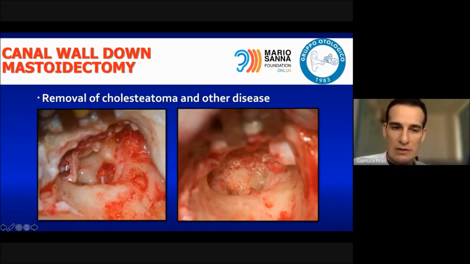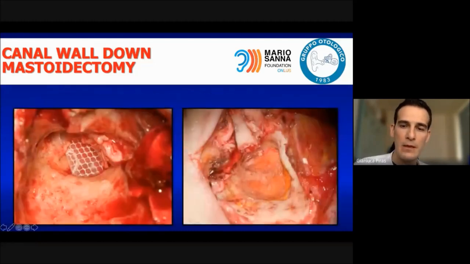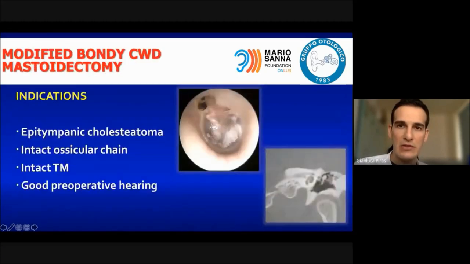So canal wall down is not an old surgical concept, and you have to deal with this technique because otherwise the patient should risk 1, 2, 3, 4, 5 surgeries before having someone that will do a canal wall down tympanoplasty and will solve the cholesteatoma problem. So then you can reconstruct, you can put a silastic, you can put a fascia, and then you can do a second stage through a transcanal approach.